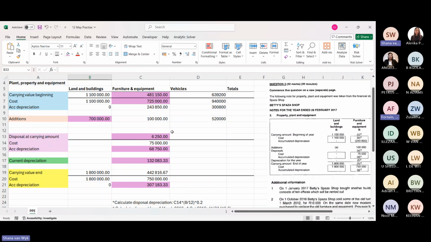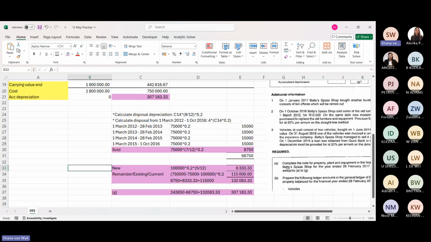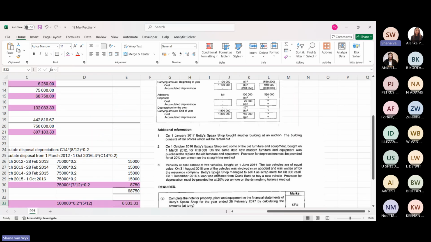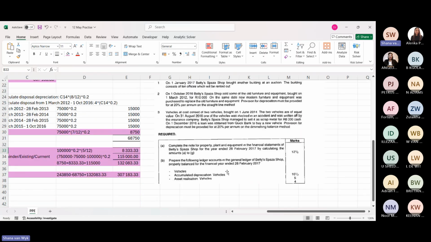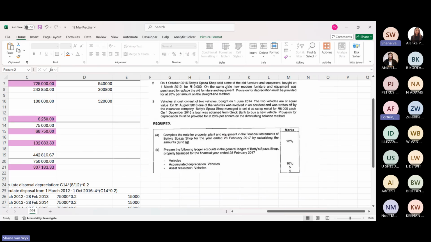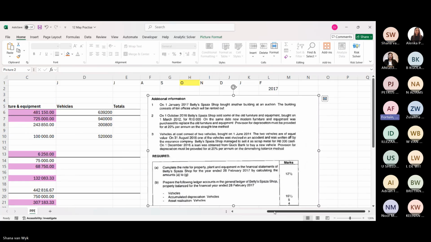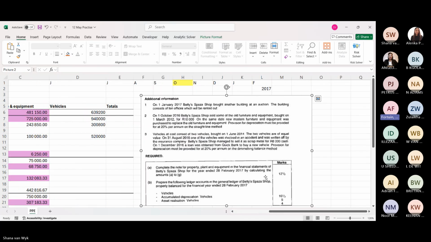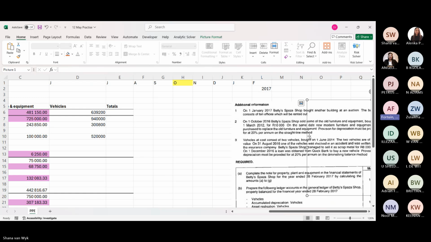All right. Where are we now? Now we're done with G. Now it's vehicles. Prepare the ledger accounts: vehicles, accumulated depreciation, asset realization. That was a hell of a lot of work for 12 marks, eh? People, you must be careful with this type of stuff. For 12 marks, such a lot of work, and if you're getting stuck and your time is up, you move on, you're not going to get anything more with such tricky examples.